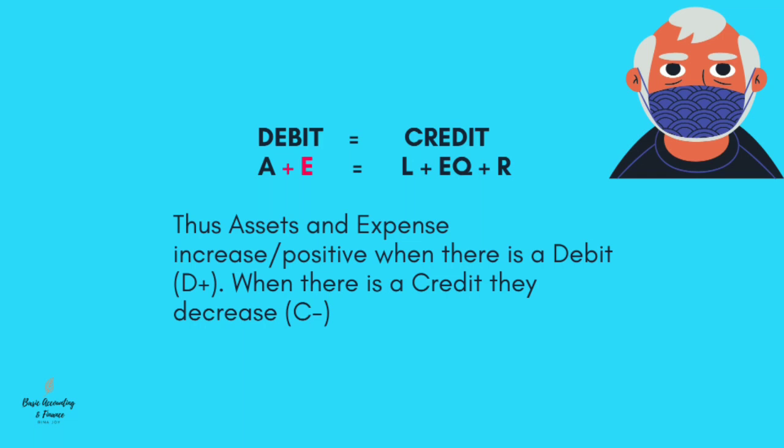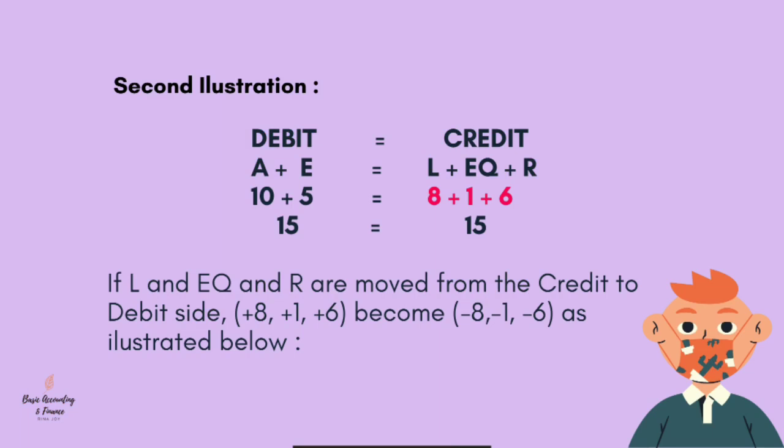So, we can see that the expense represented by the red A has increased as a result of the debit. On the credit side, there has been a corresponding decrease as a result of the credit.